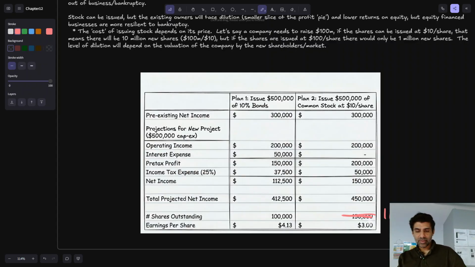But let's just do this last calculation. So now if we only had 105,000 shares, because again, we just did a hypothetical where we changed this to $100 per share, 450,000 divided by 105,000 is 4.28 or 4.29.